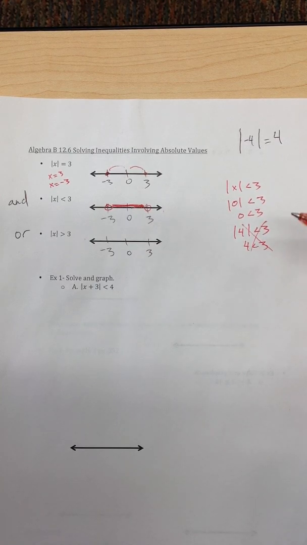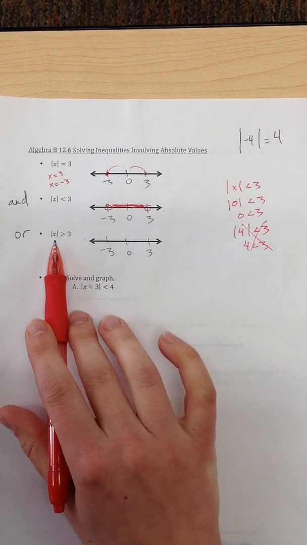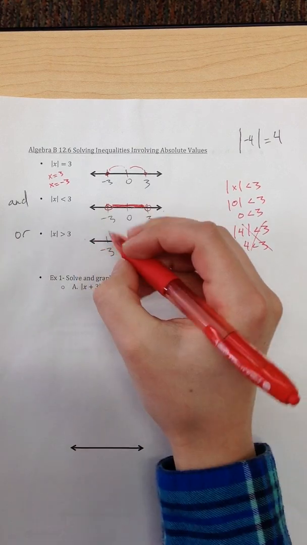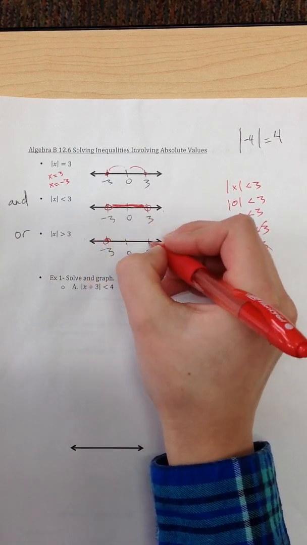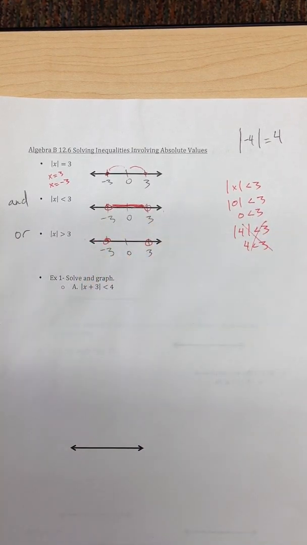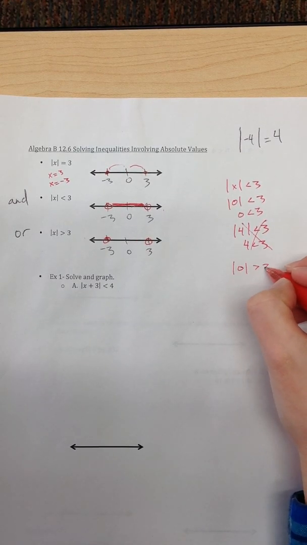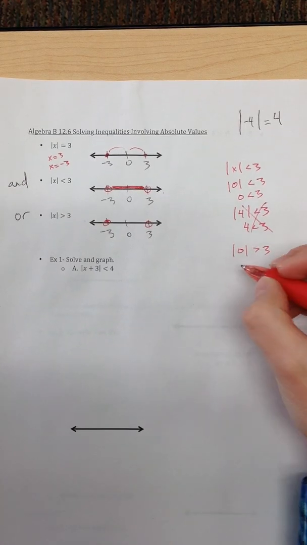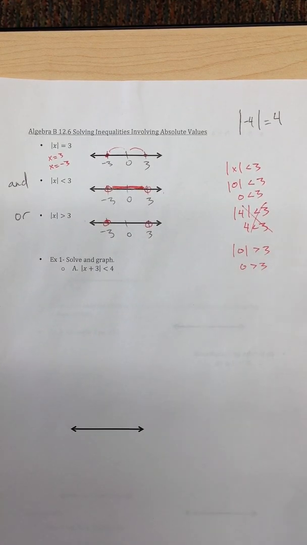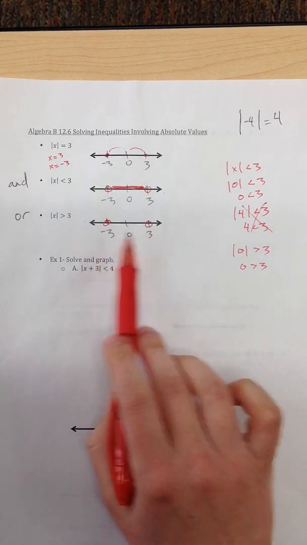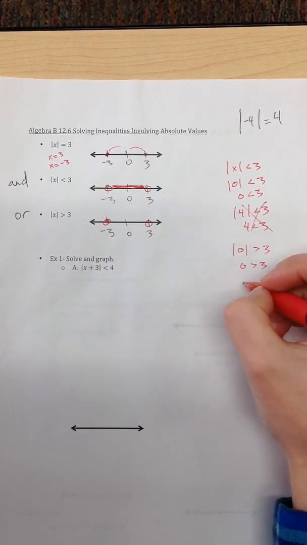Okay, so now doing our OR one here, we've got absolute value of x is greater than 3. So again, I'm going to do my open circles here on -3 and 3. And now I'm looking at numbers that are bigger than that when they're in the absolute value. So again, I could use 0. Absolute value of 0, is 0 greater than 3? Well, no, it's not, so I know I don't need to shade my middle part here, so that's not going to be included.